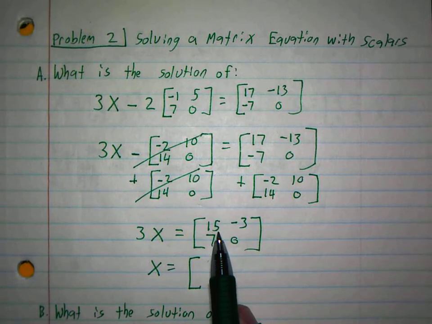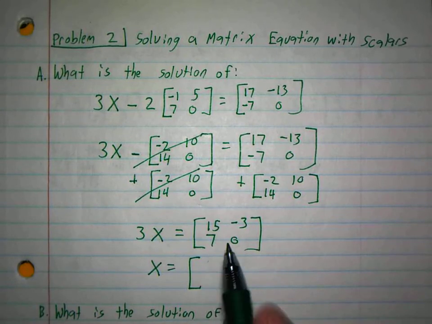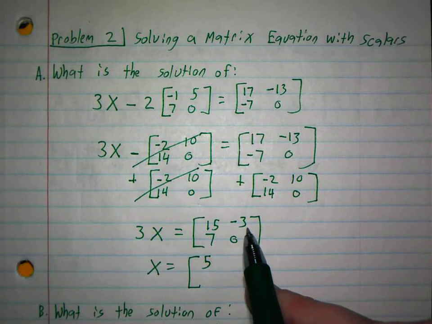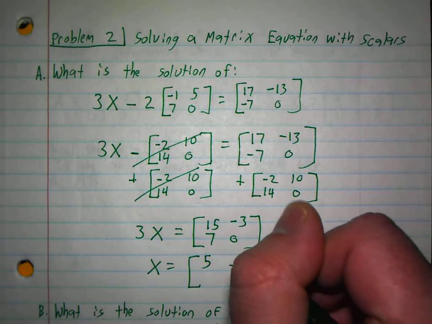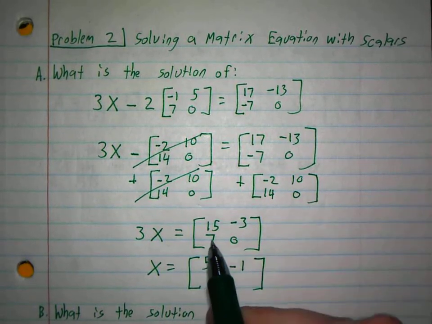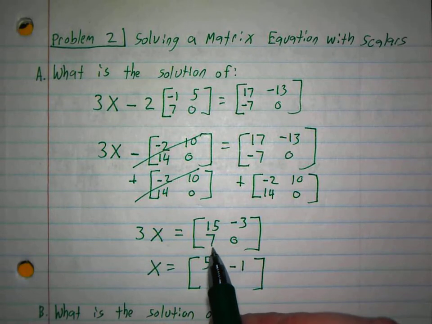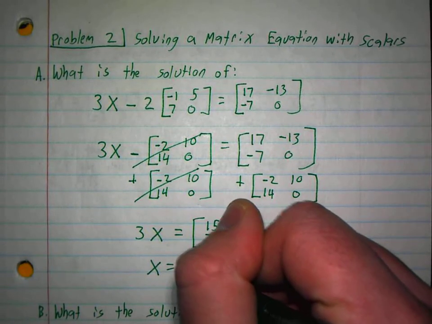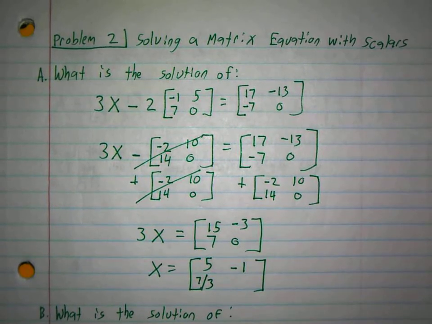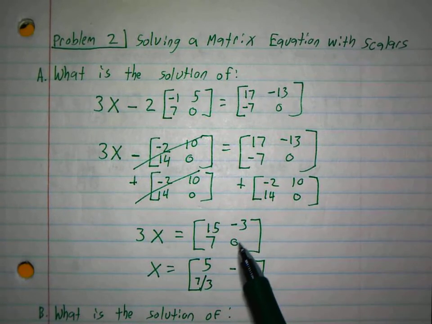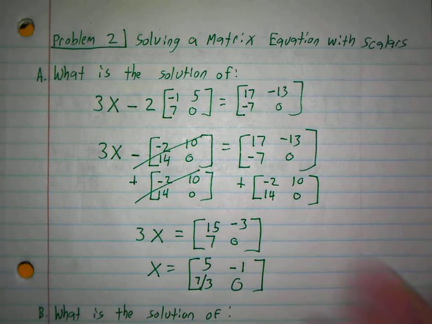15 divided by 3 is 5, right? Negative 3 divided by 3, that's negative 1. 7 divided by 3, that's okay, that's a fraction. That's 7 over 3, right? If it reduced, I'd reduce it. And 0 divided by 3 is 0.